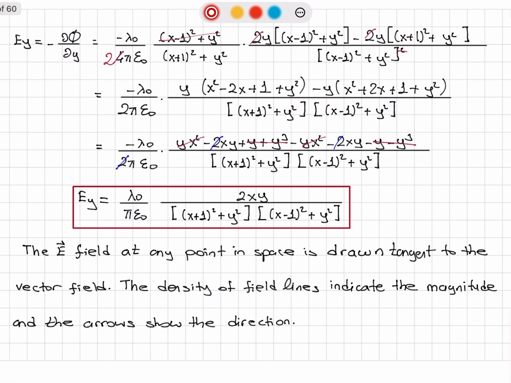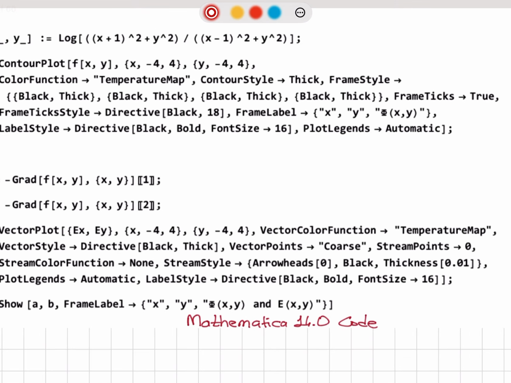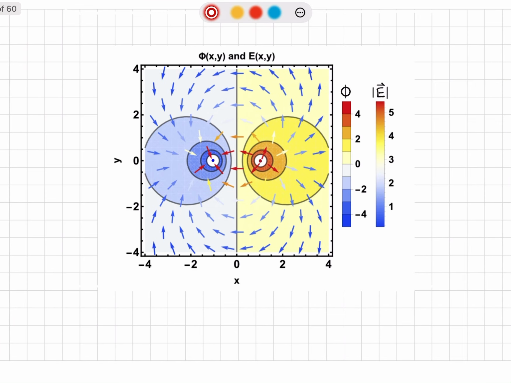And having obtained the x and y components of the electric field at any point in space, the field lines are drawn tangent to the vector field. So the x components and y components of the field lines are given by this. And the density of the field lines normally indicate the magnitude. The arrows show the direction. But using Mathematica code here, for example, we have shown that instead of using density, we can use a color scale, a temperature map here, to indicate the increasing magnitude as we go closer to the uniformly charged lines.